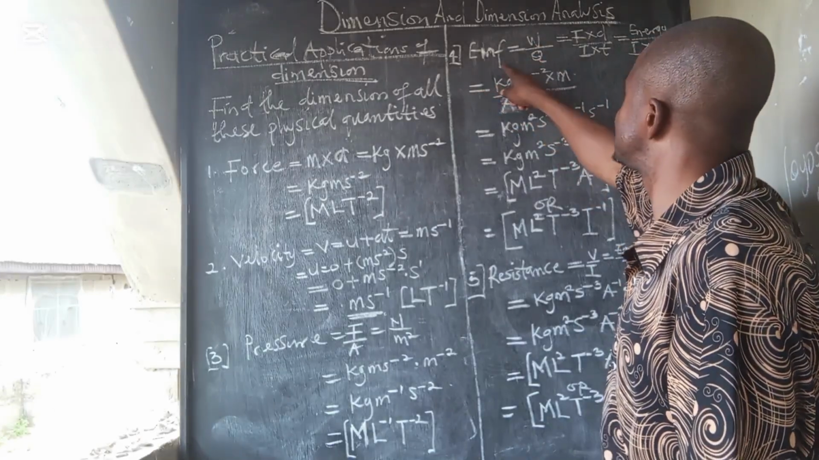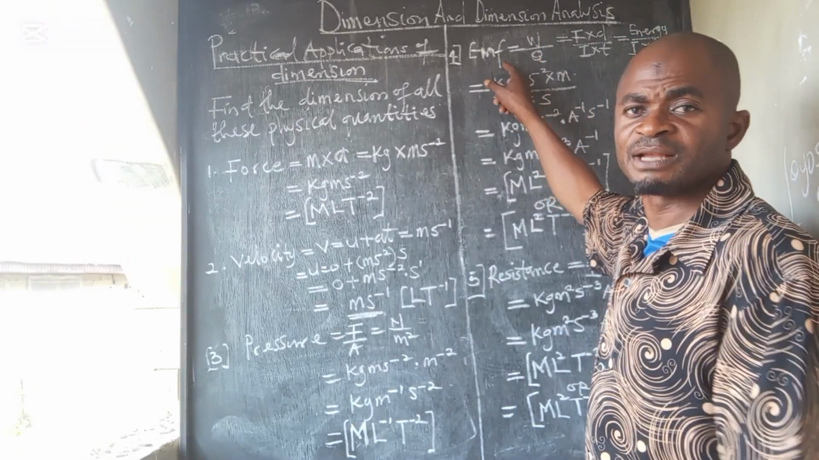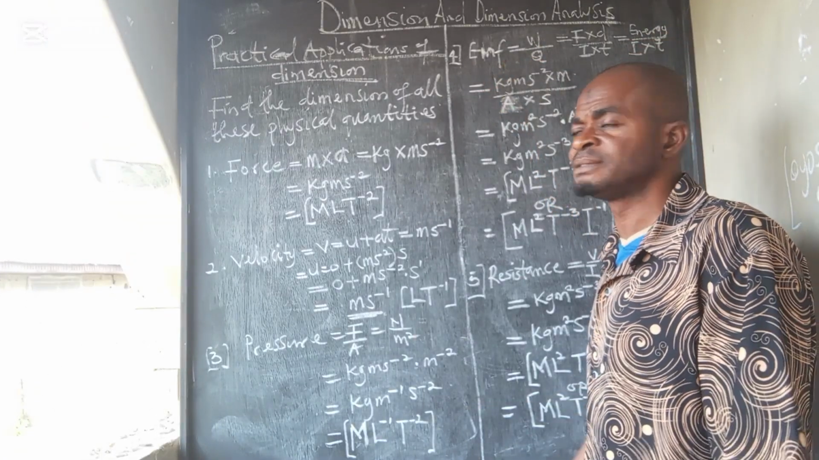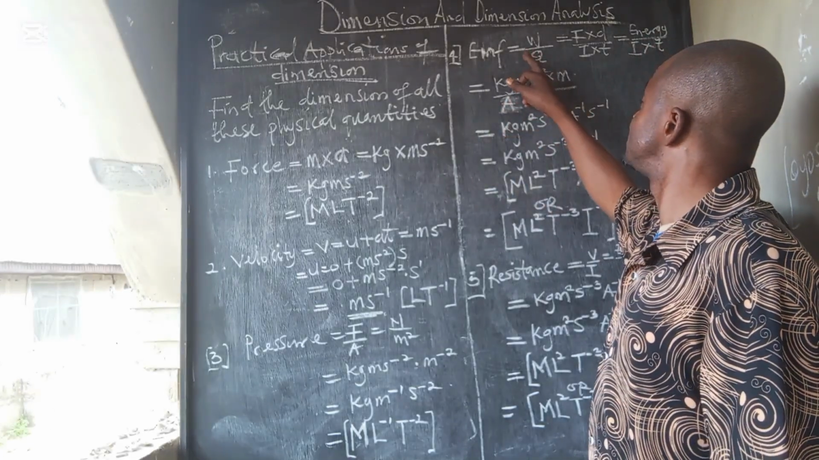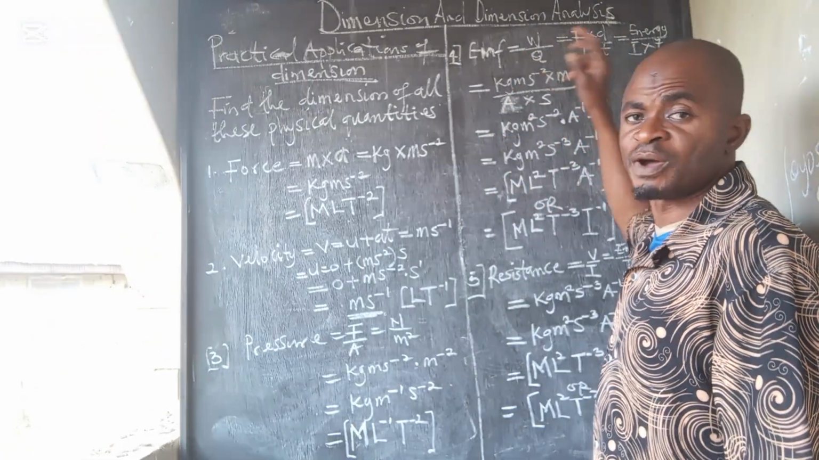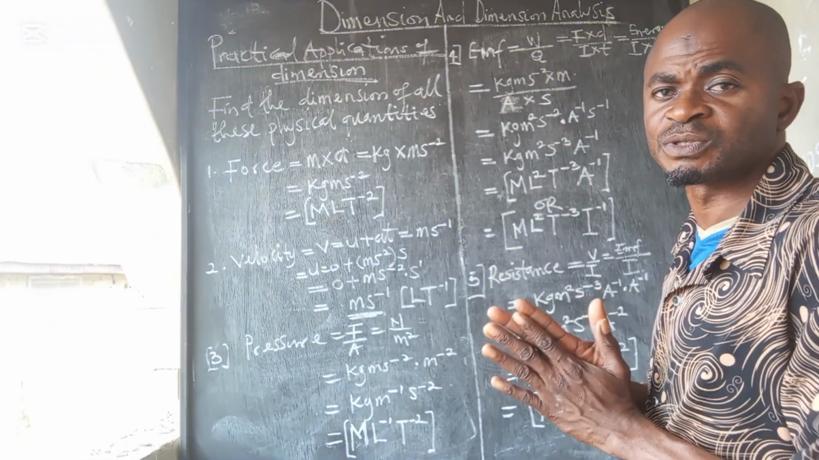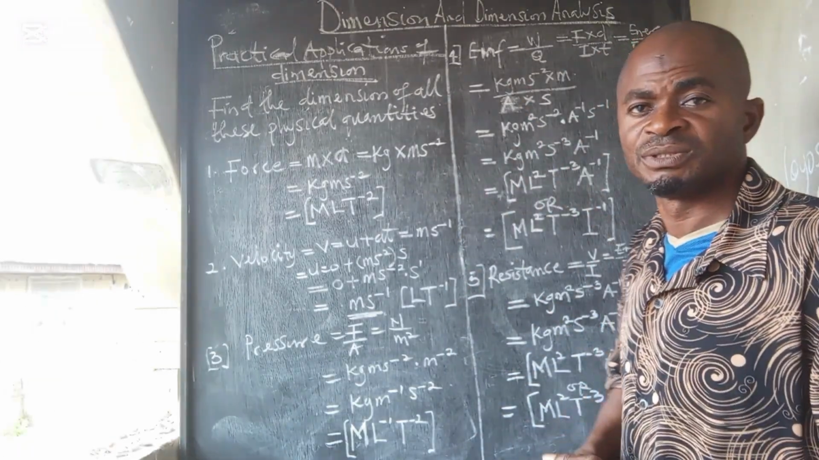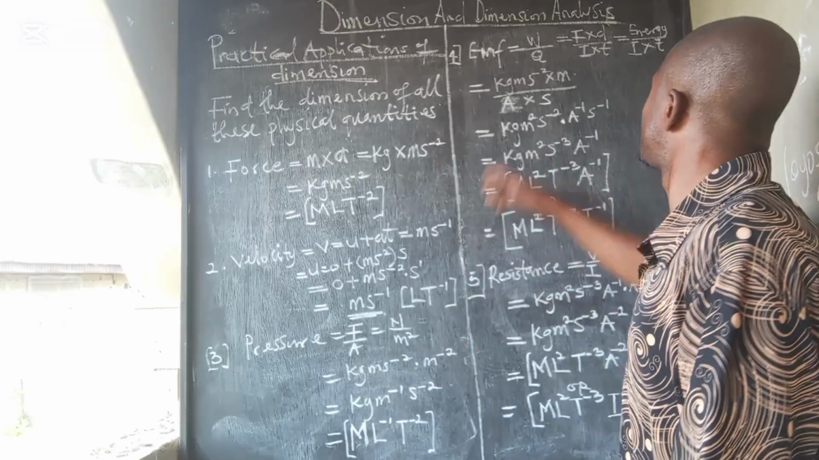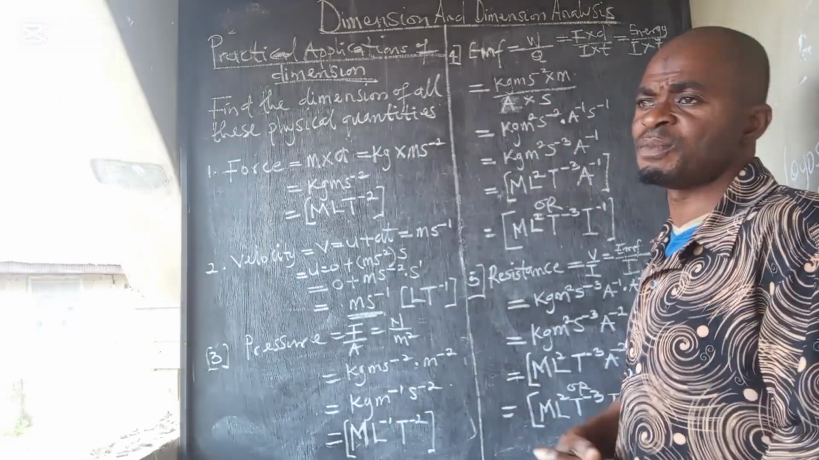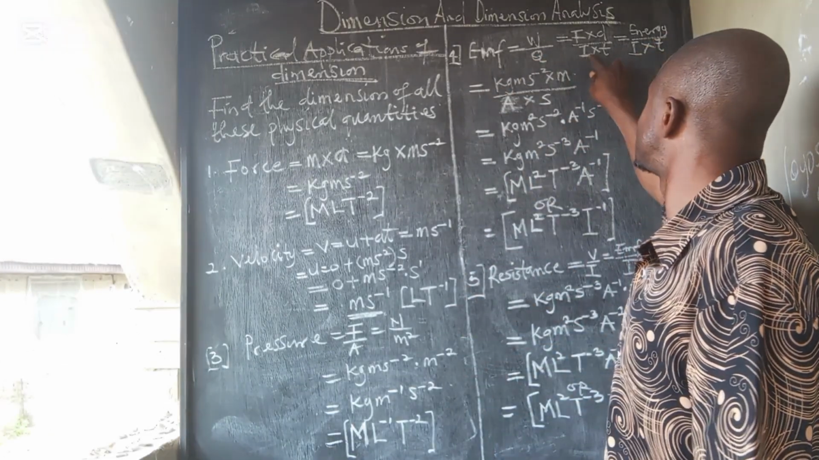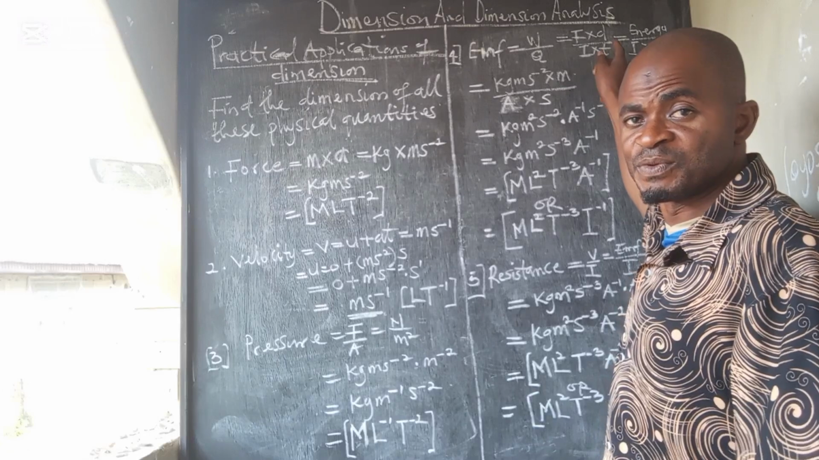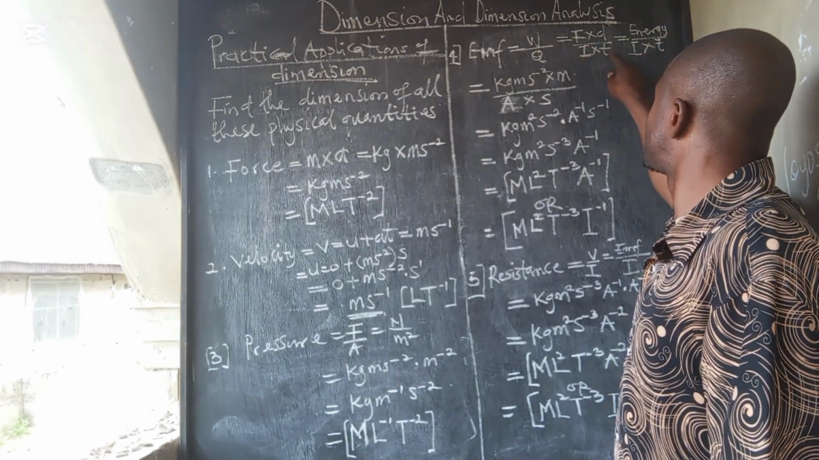Now let's go to number 4. Number 4 here, it is EMF. What is the full meaning? Electromotive force. That one, the formula is W all over Q. What is W? Work, or you call it energy. What is Q? Charge. Then, when we say Q is charge, what is the formula for the charge? It is the current multiplied by time.